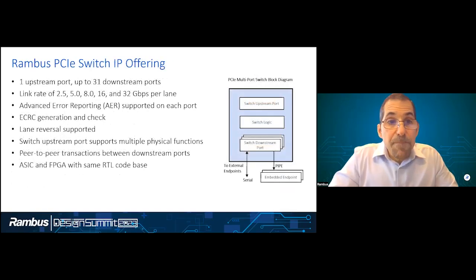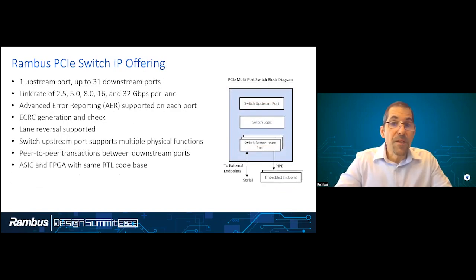Rambus also offers switch IP, with the diagram on the right showing a single upstream port to multiple downstream ports, up to 31 ports, supporting the various data rates for PCI Express up to Gen 5, advanced error reporting, end-to-end CRC, lane reversal, and a number of other features. It even supports peer-to-peer transactions between downstream ports, and peer-to-peer essentially means from port to port without having to go back to the host. The RTL code base is supported for ASIC or FPGAs.